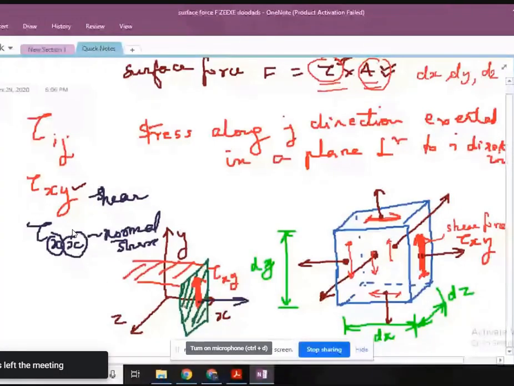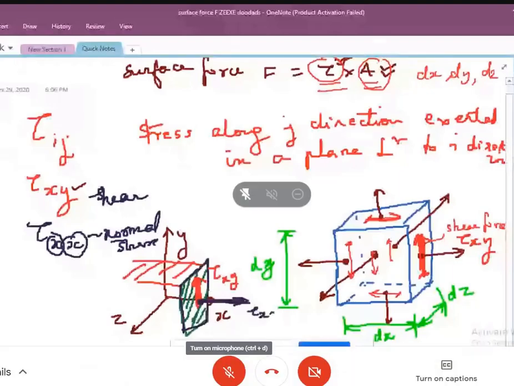So again, this is the plane we are talking about, the same plane, but the direction would be this one, tau xx. See, tau xy on the plane. So this is normal and this is shear.